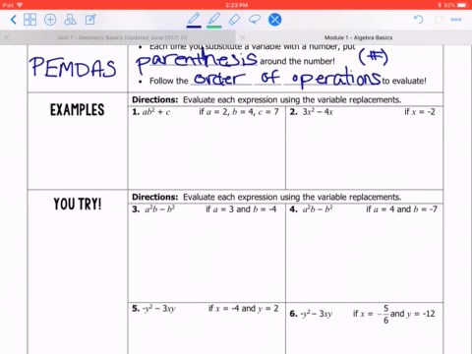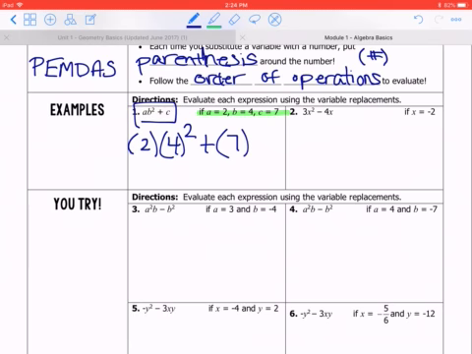So the first one says evaluate each expression using variable replacements. Notice right here, this is important. I am telling you A is going to be 2, B is going to be 4, and C is going to be 7. That's what you're going to replace. So now I'm going to rewrite this expression, but I'm going to substitute. Instead of A, I'm going to put 2 in. Then for B, I'm going to put a 4 in, and that was B squared, plus C, and I'm putting 7 in. So look what I did. I put parentheses, and I wrote my number inside each parenthesis.